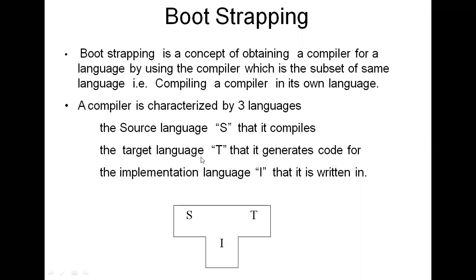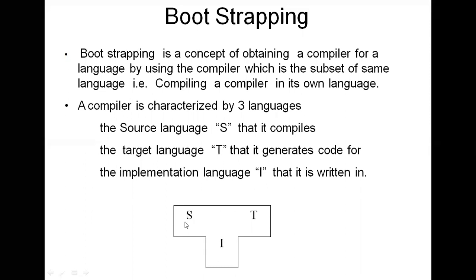See, here the structure is represented in a T format, where this T structure consists of three languages: S, T, and I. S is the source language, T is the target language, I is the implementation language. Recall the definition of the compiler: a compiler compiles from source to target. In between, we are processing the compilation, that is, implementing the various phases of the compiler.